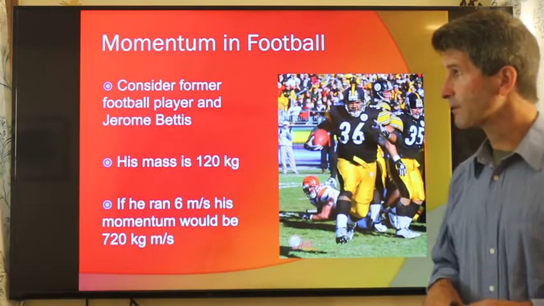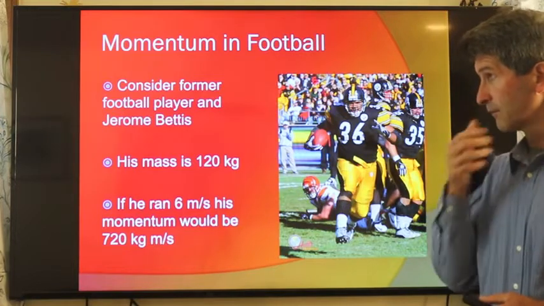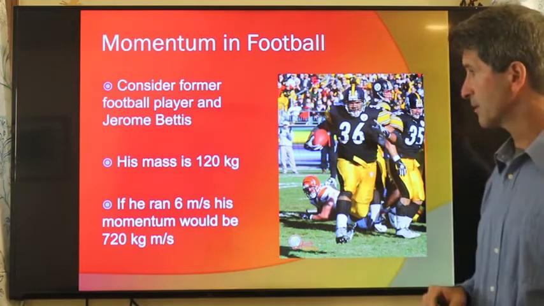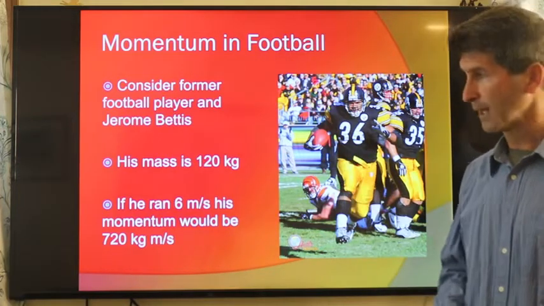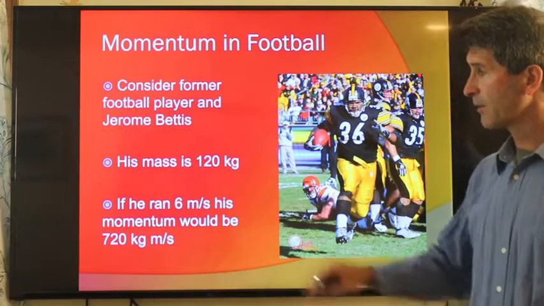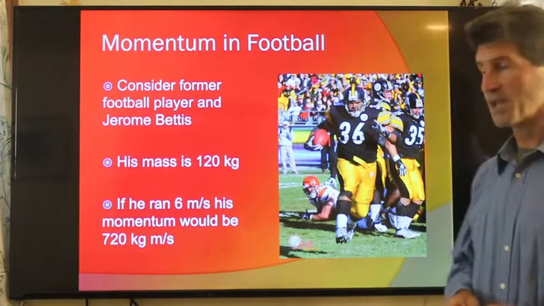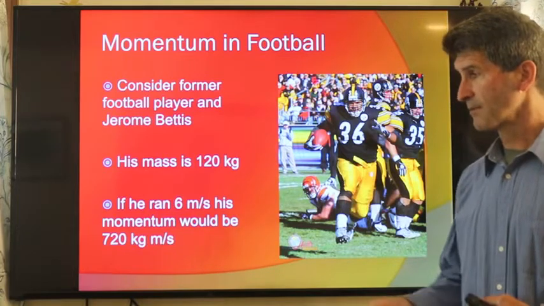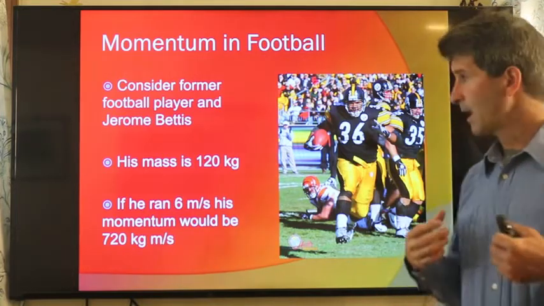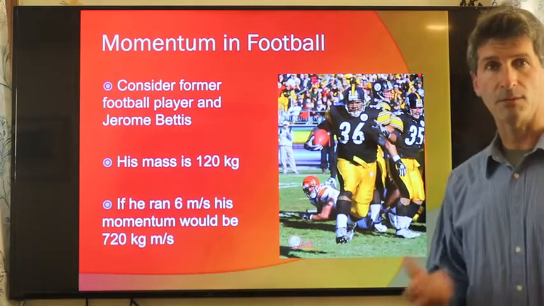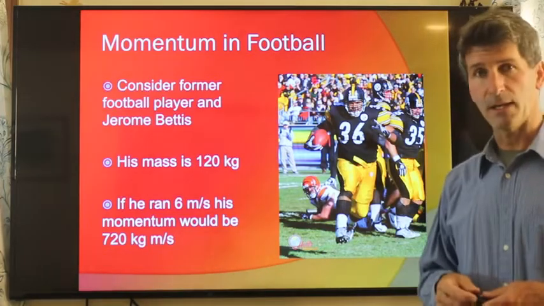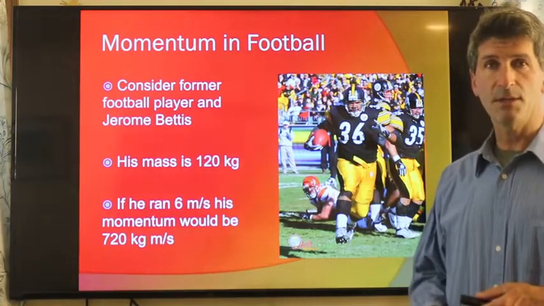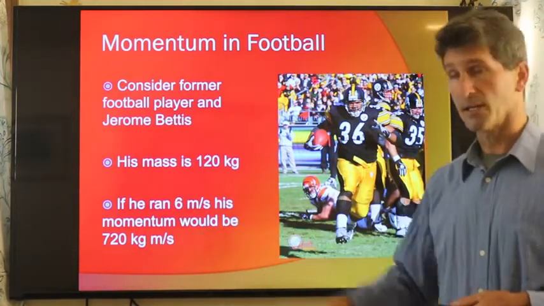Here, consider a fairly large former football player, Jerome Bettis. His mass was 120 kilograms, so he was a fairly massive fullback. Let's say he ran at a 6 meter per second speed. His momentum would be 720 kilograms times meters per second. And as a fullback, as a running back, you want to be as difficult as possible to bring down, and that can be achieved very easily if you have a lot of mass and you can get going quite a bit.